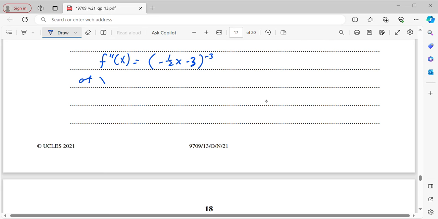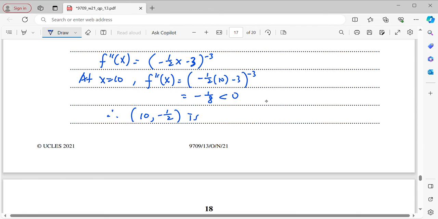So at x equals 10, f double prime x is negative half times (10 minus 3) to the power of negative 3. So here it is going to be negative 1 over 8, and it's less than 0. Then we conclude that the point with coordinates 10 and negative half is a maximum point.